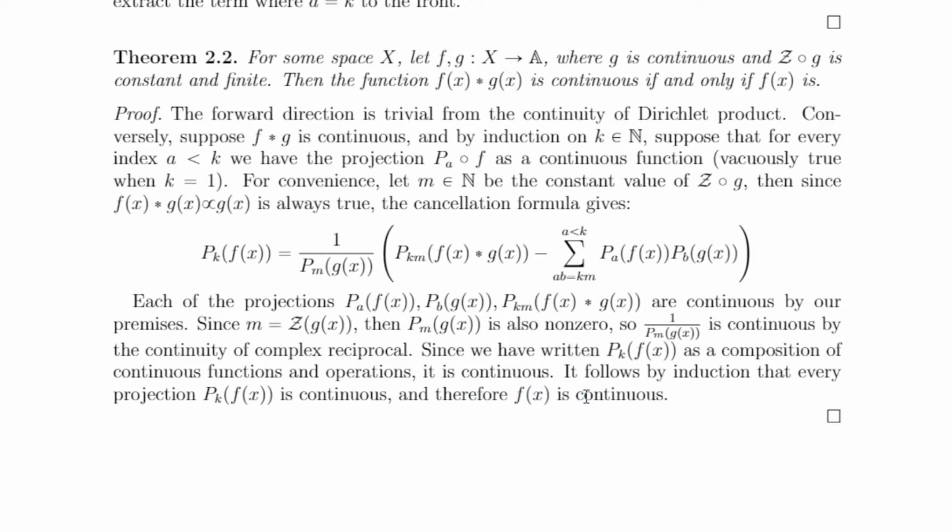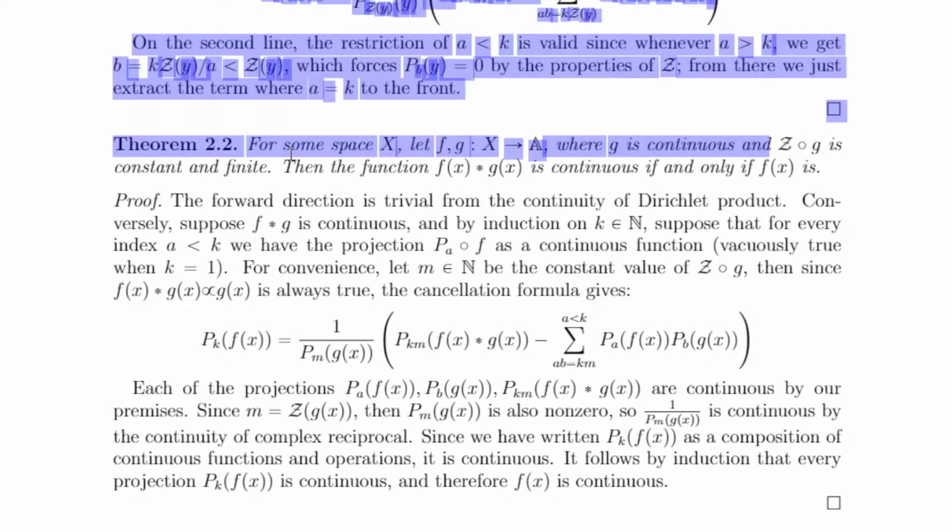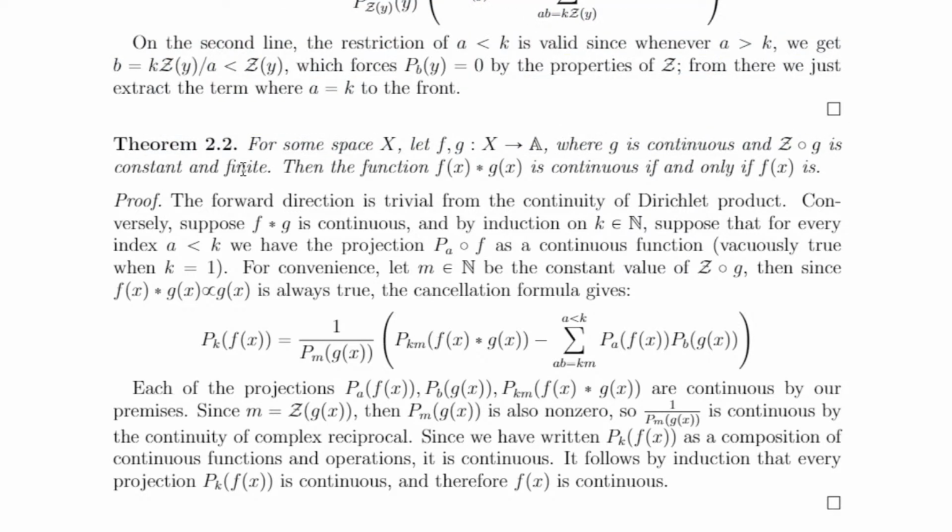So just to recap what the theorem is saying: take any topological space x, and any two functions mapping that topological space over to our A space, our arithmetic function space, where our g function is continuous, and its z value is constant and finite. If those premises are true, then the product f times g is continuous if and only if the function f is continuous. That's super great and incredibly useful.